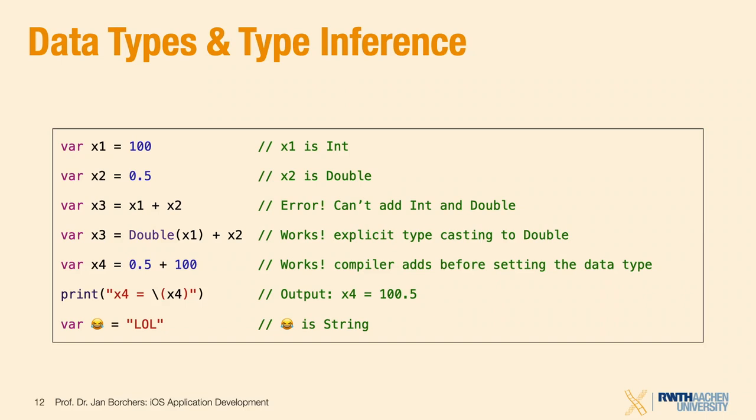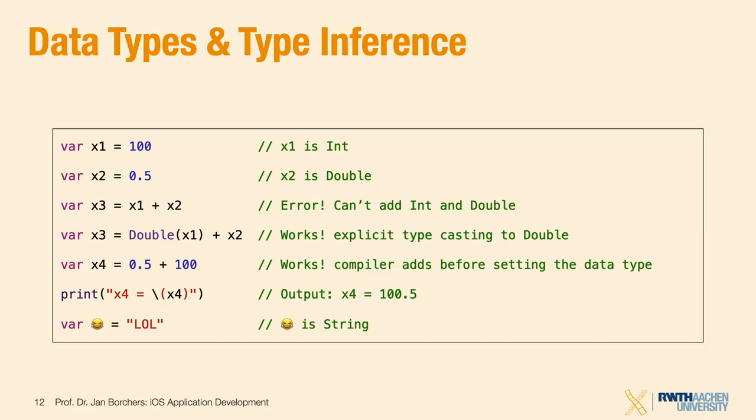So down here, if we actually try to output that, we would get this output: x4 equals 100.5. And this also shows you, real brief here, how you actually output variable values inside a print statement. You put a backslash and parentheses around it. I'll get back to that in a second, but just as a teaser here.